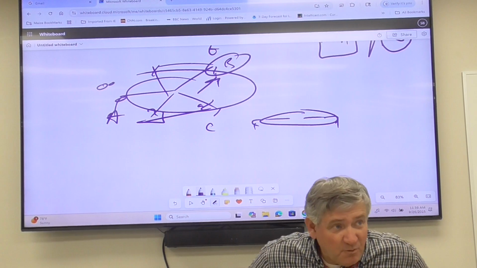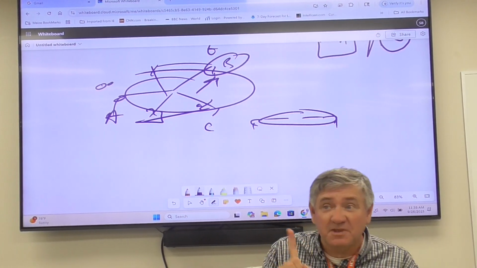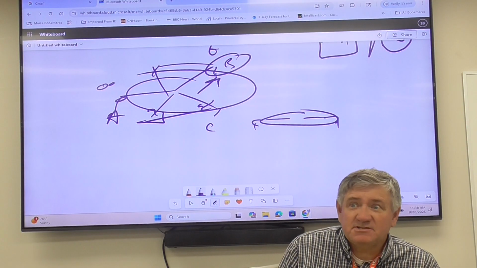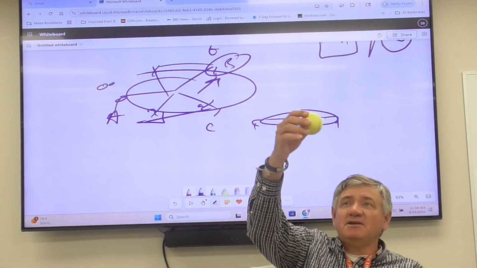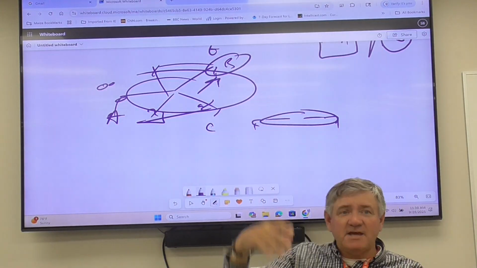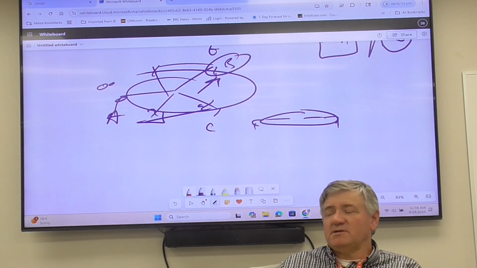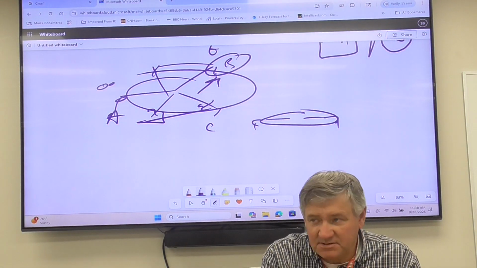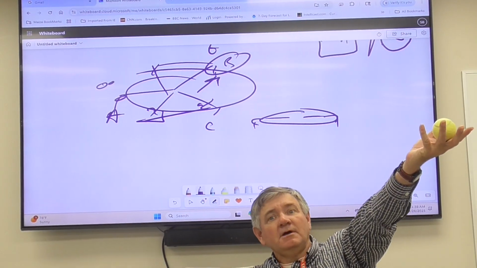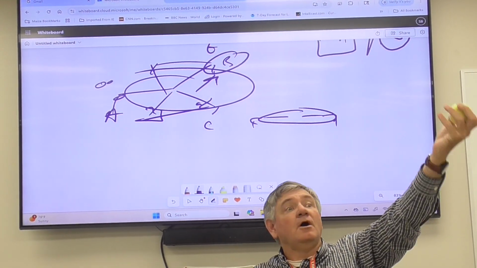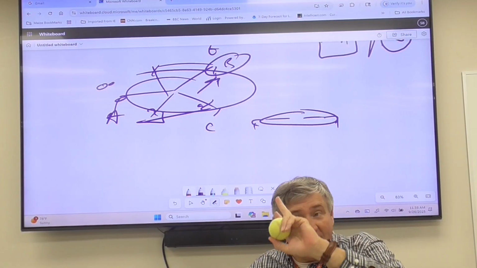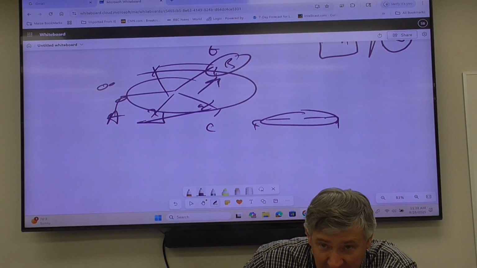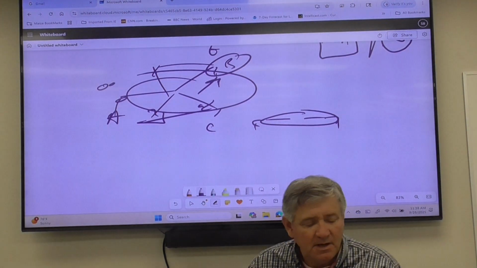If you only have 1 force acting on any object, what does the object have to do? It has to accelerate. If I let go of this ball, what's the only force acting on it? It has to accelerate, because that's the only force acting on it. There's nothing else. Now, if I hold it up, how many forces are acting on it? 2. Now I can make a 2-force system be in equilibrium, but I can't make a 1-force system be in equilibrium.